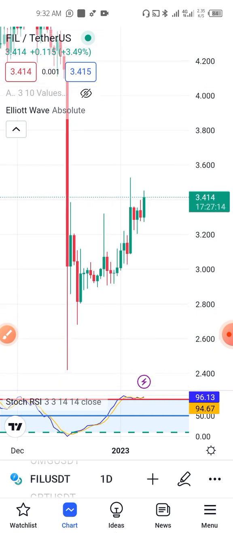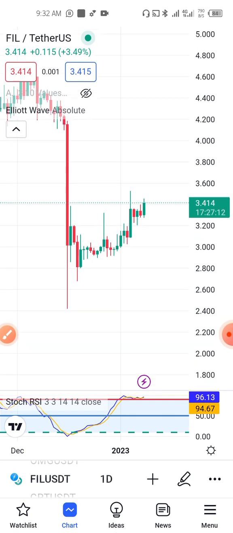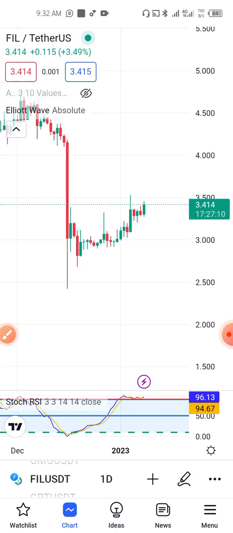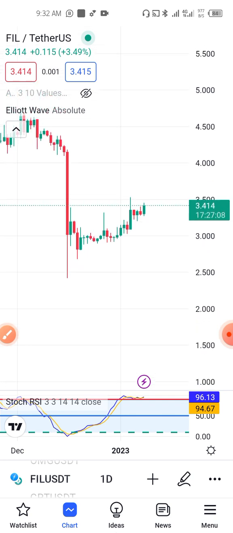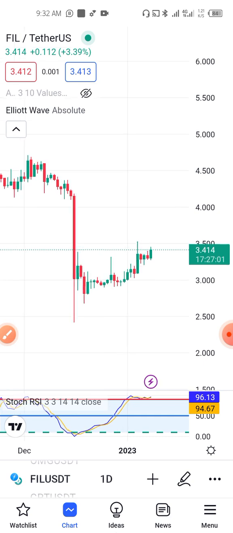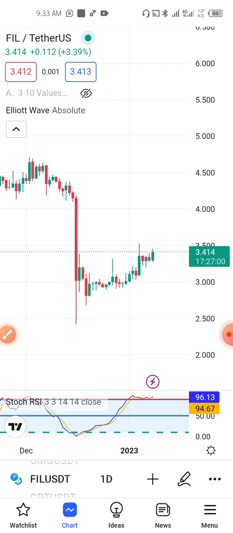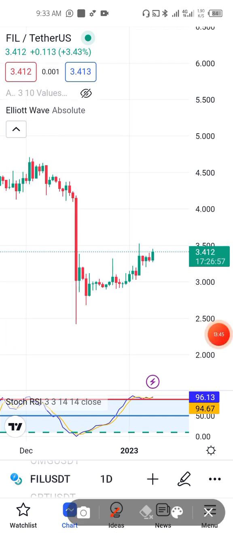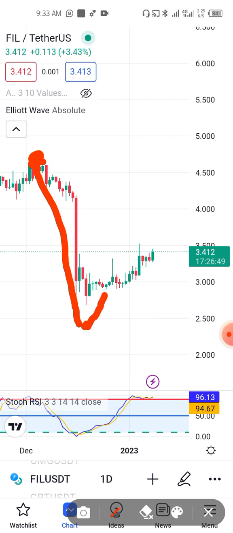From above here, when I squeeze it like this, we can see that from up here it brought in a low. Let me draw my line first. You can see that from up here down to here, it brought in a low. Then it tried to come back. It came back.